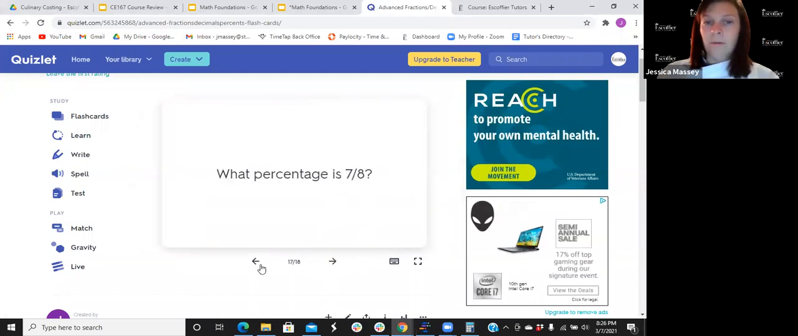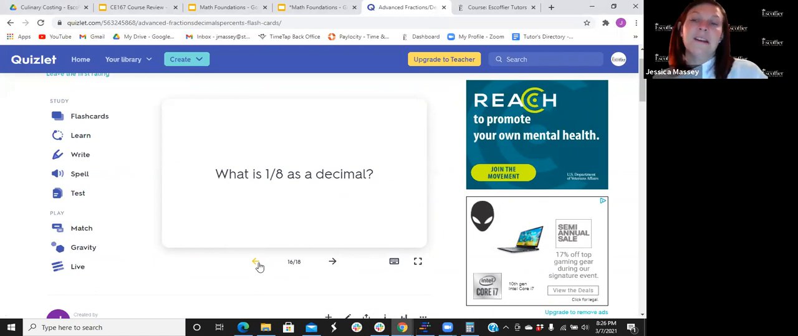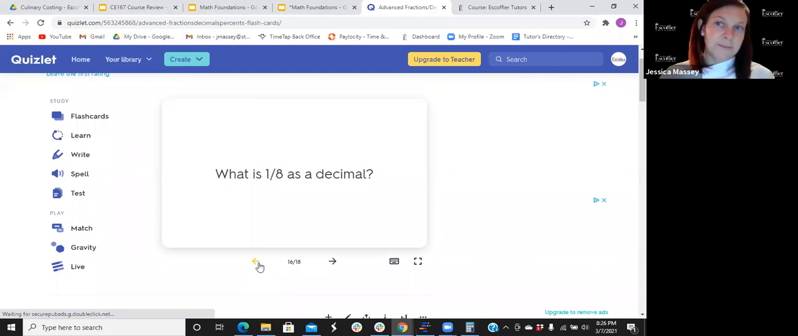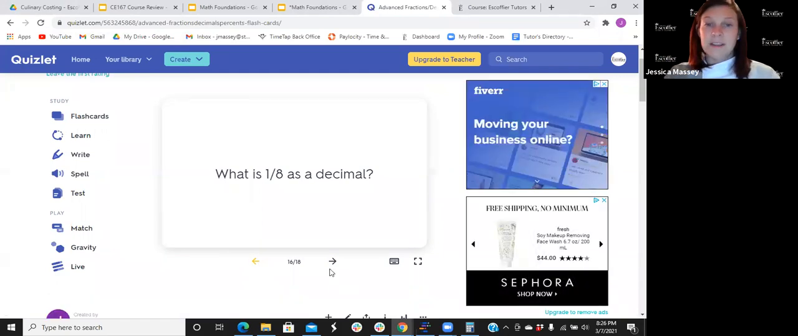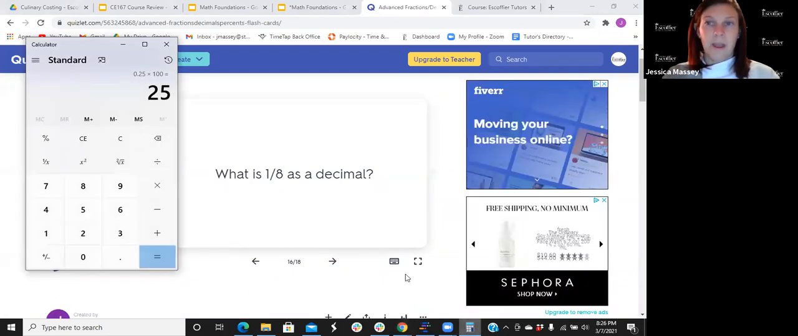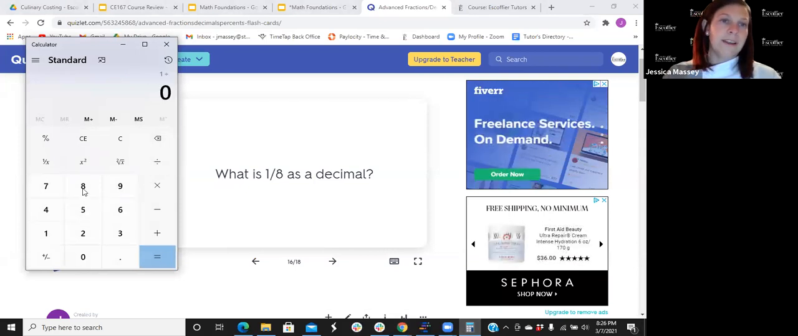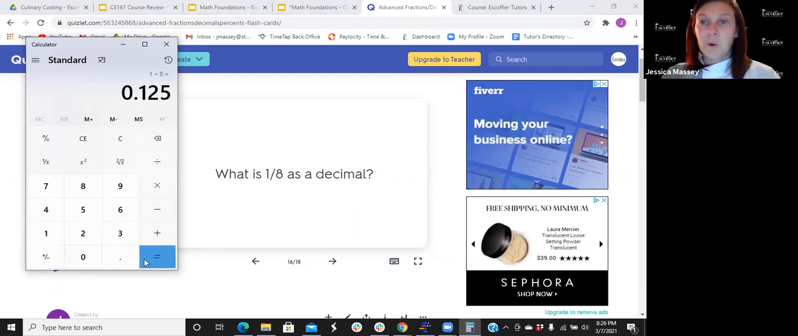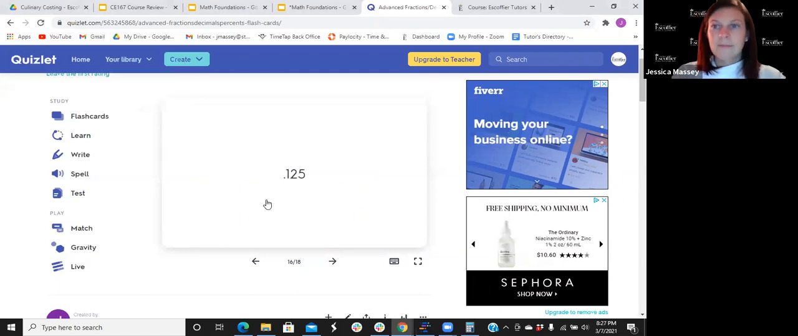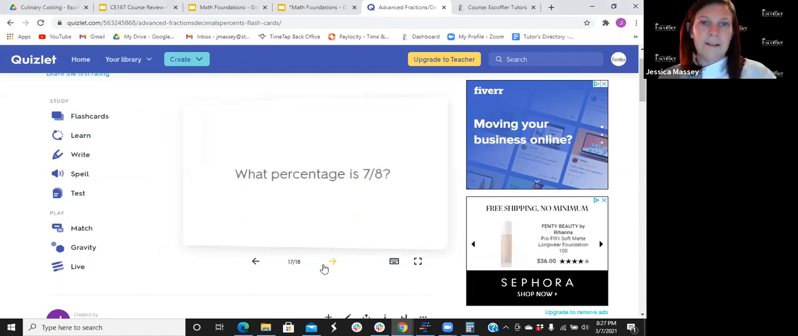What is, whoa, skipped ahead. What is 1/8 as a decimal? So again, reading the question, because we were just kind of doing something else, I'm looking for this answer in a decimal now. So you would take that 1 divided by your 8, and that gets us 0.125 is the answer. Hope a bunch of people got that.